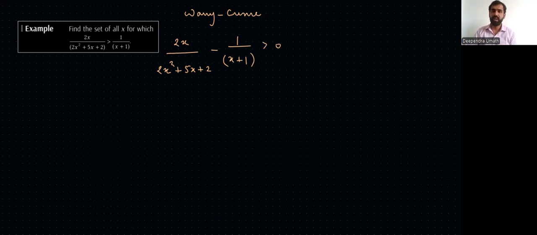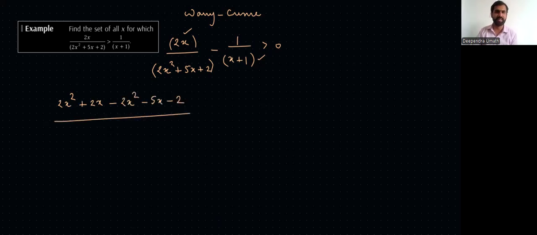Now, what I do next is, I'll simply cross multiply, take the LCM and do the rest, which means 2x gets multiplied with x plus 1, which gives you 2x square plus 2x minus, this gets subtracted, which is 2x square minus 5x minus 2, whole divided by the product of these two denominators, which is 2x square plus 5x plus 2 multiplied by x plus 1.